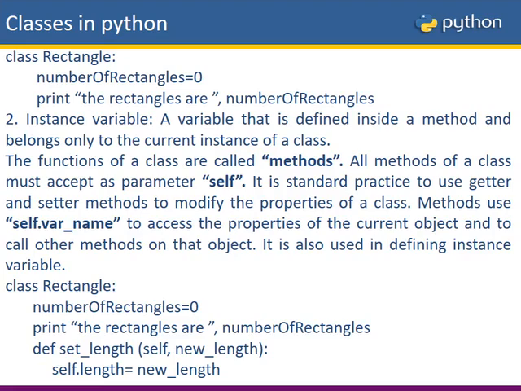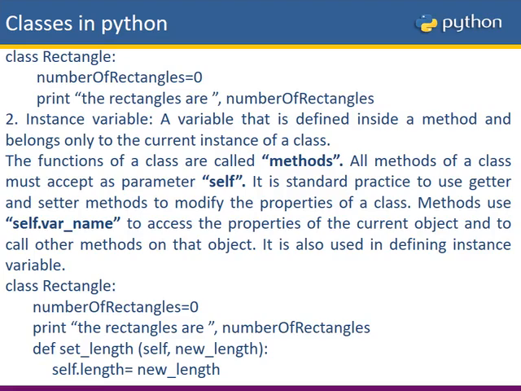I told us earlier that we will be making use of the setter and getter methods to modify the properties of a class. So now we are using set length. Those are the setter methods, set_length.